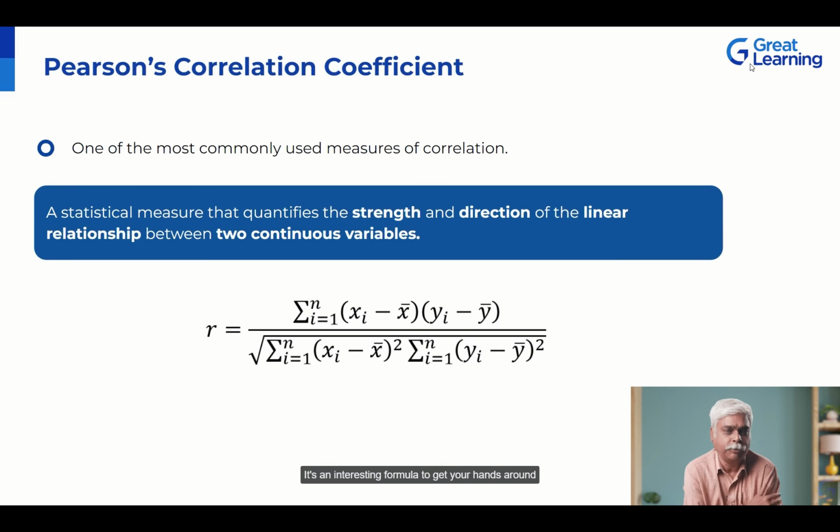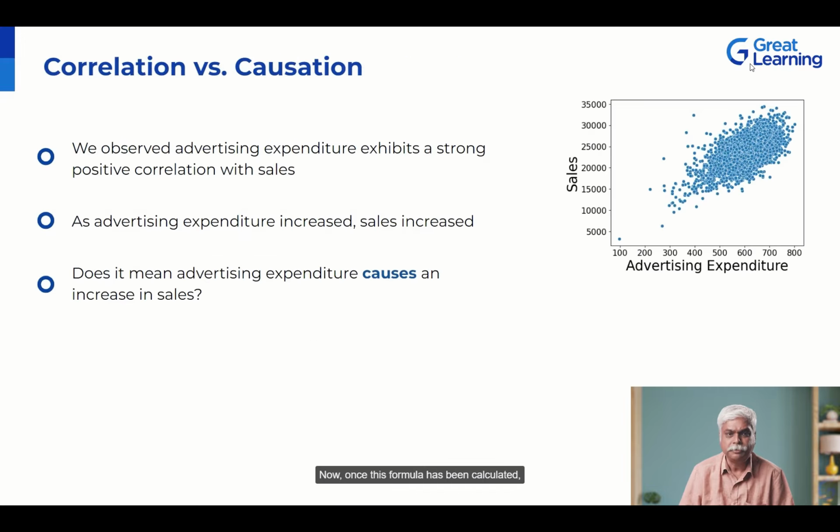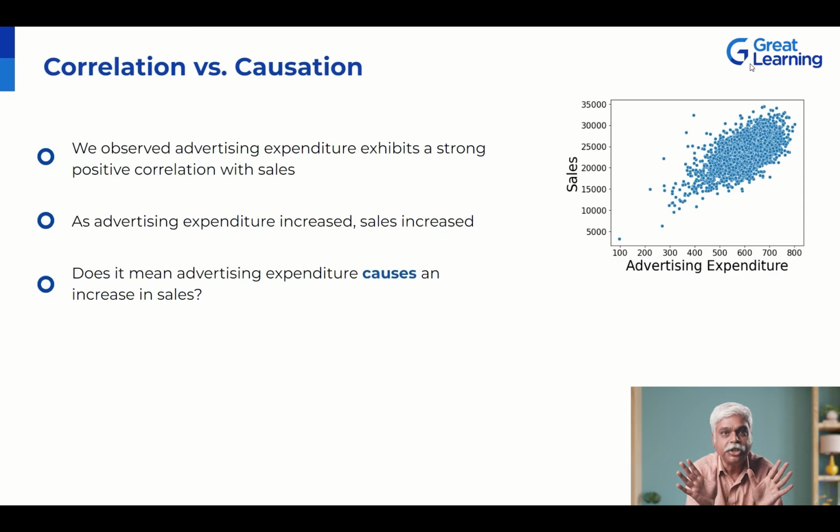It's an interesting formula to get your hands around and just execute on even a spreadsheet. And most spreadsheets allow you to calculate correlations. Even calculators allow you to calculate correlations if you give them pairs of numbers. Now, once this formula has been calculated, and once again, you will not do this manually, there will be some calculator, some spreadsheet, something that will tell you how to do that.